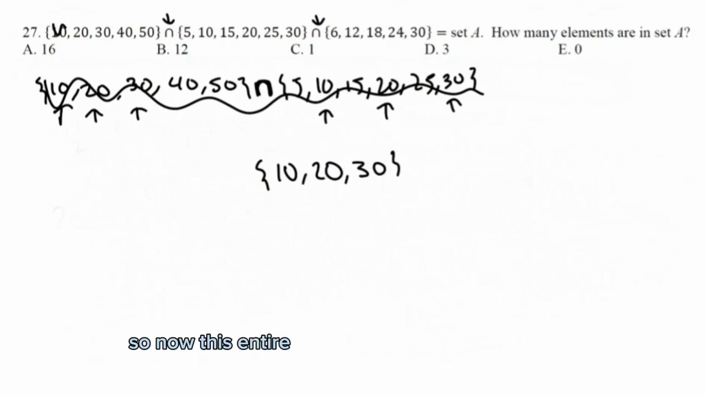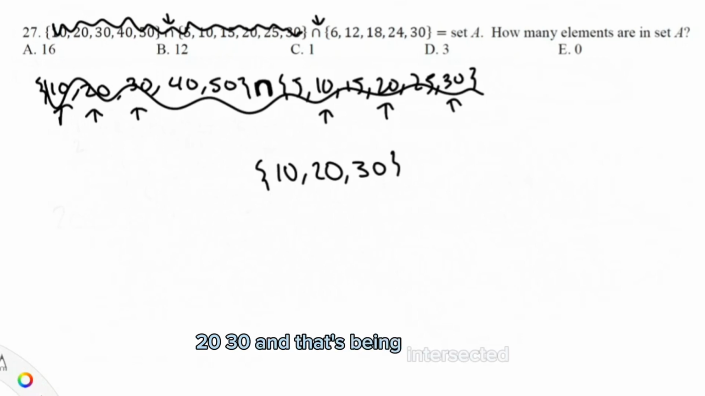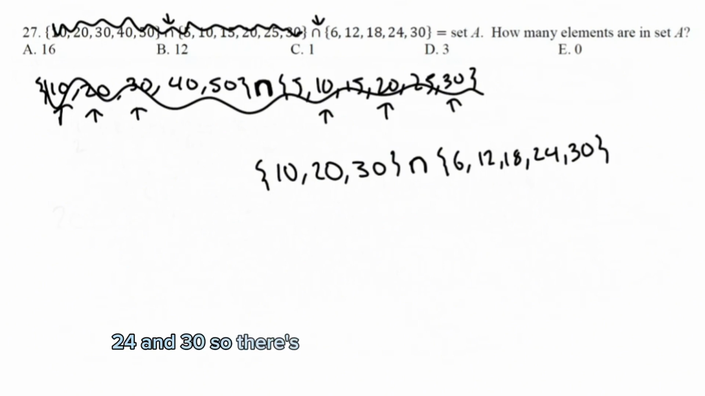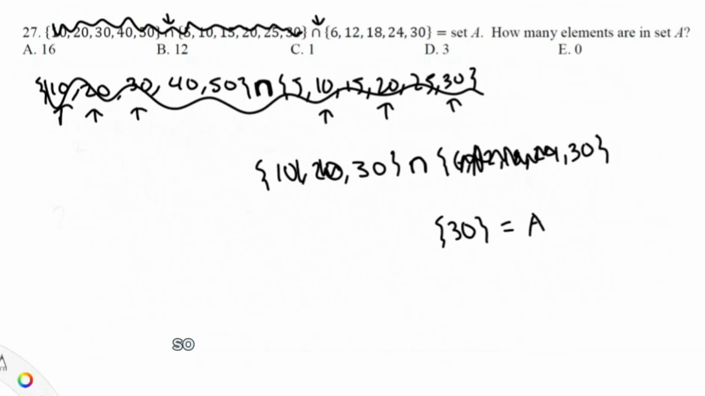So now this entire thing over here has become 10, 20, 30, and that's being intersected with 6, 12, 18, 24, and 30. So there's only one common element here, and that's 30. So that means set A is just going to be 30 by itself. So now how many elements are in set A? There's only one number, so one element, and that's your answer.